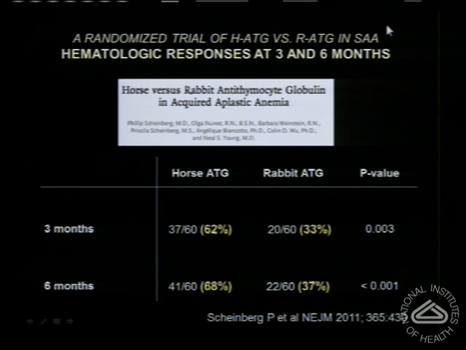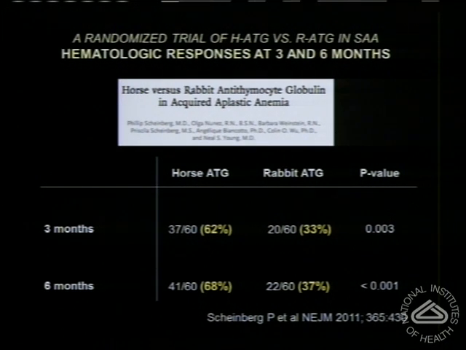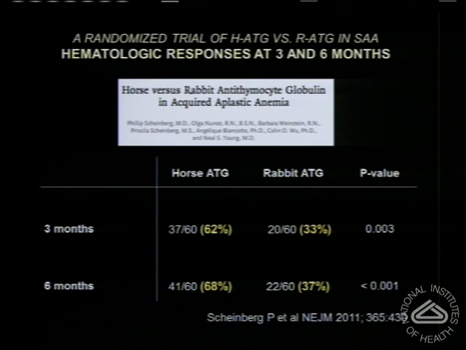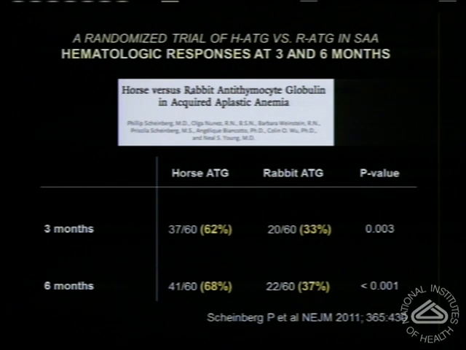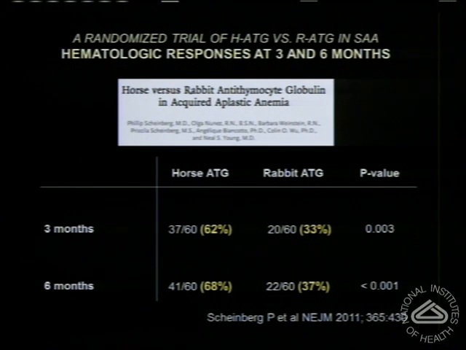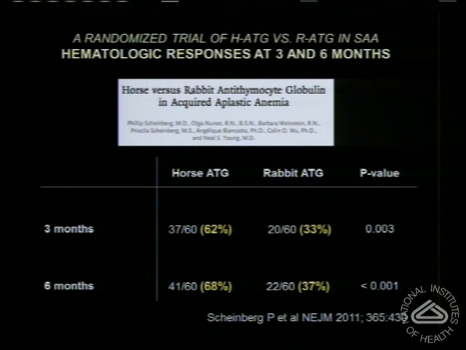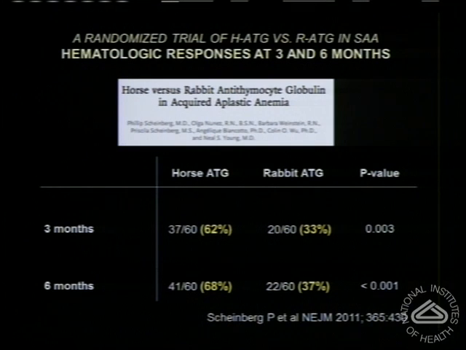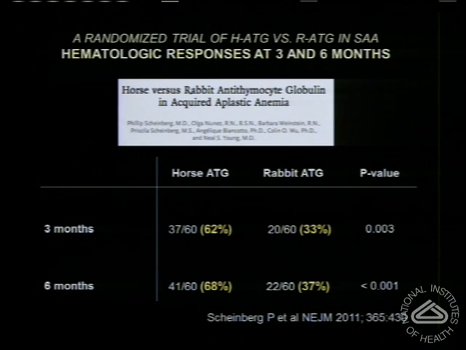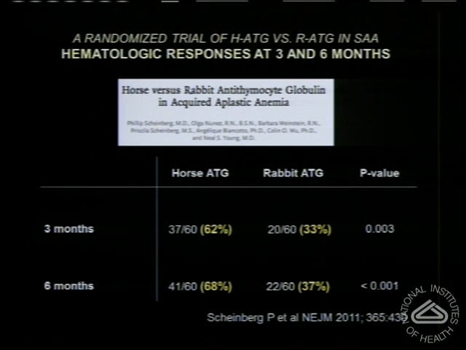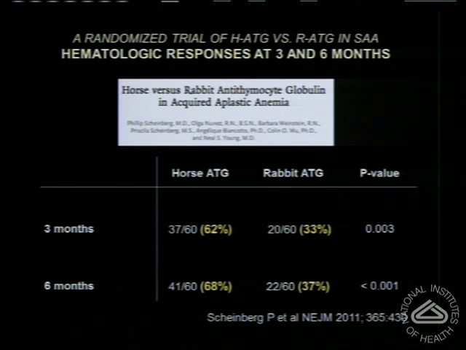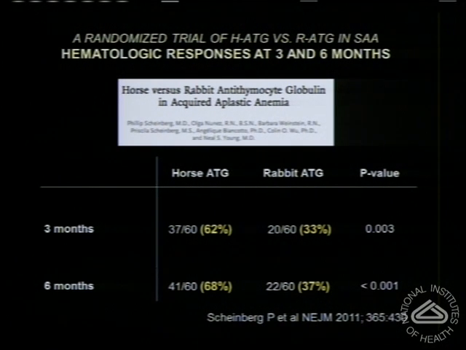So horse ATG, which we've used for years and years and years, turned out to be much better than this new product on the market, the rabbit ATG, with a markedly different, almost twofold different response rate. And doing this study was very difficult. There are many stories that I could tell offline about how hard it is to do this sort of randomized controlled trial, especially when you know what the drugs are, even when you know the patients.